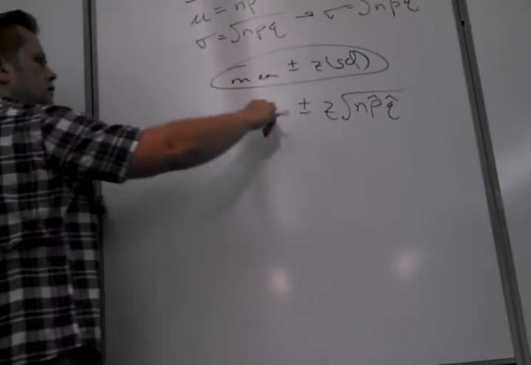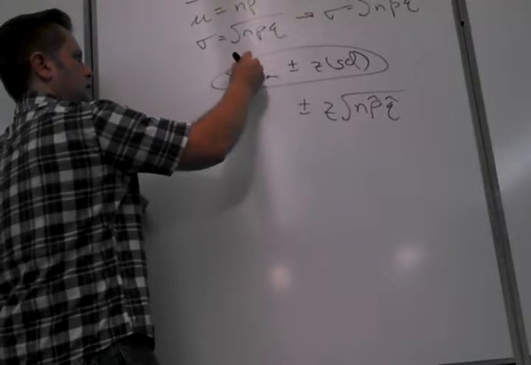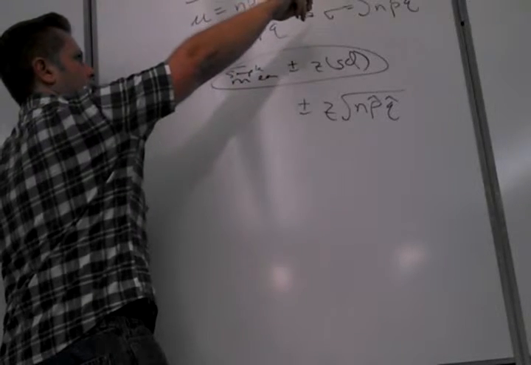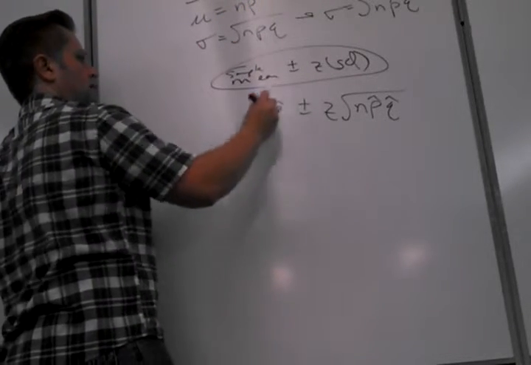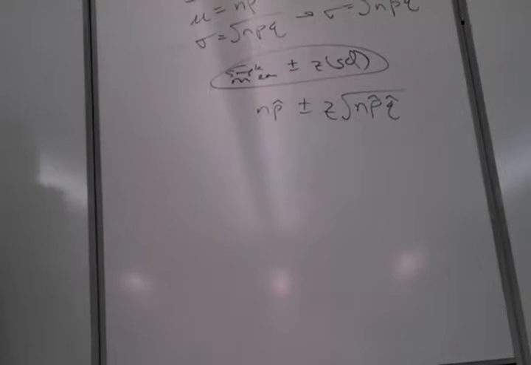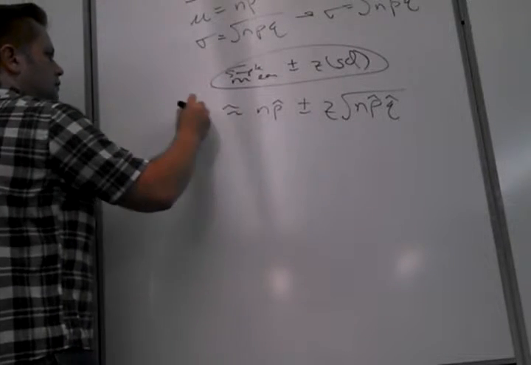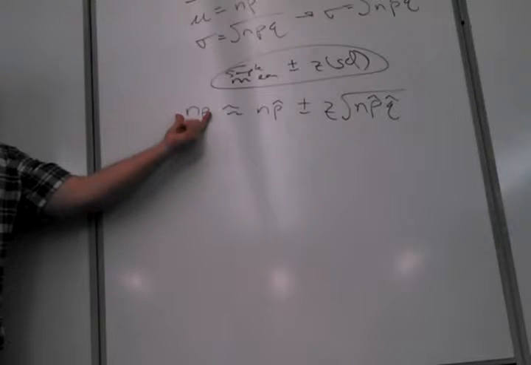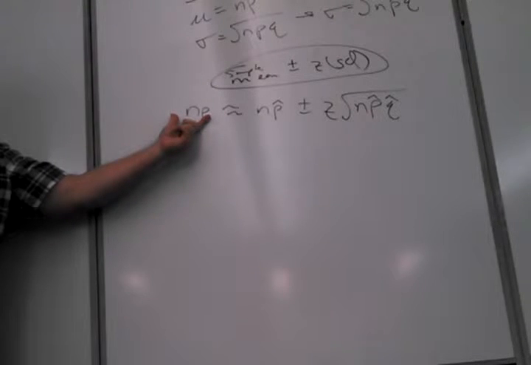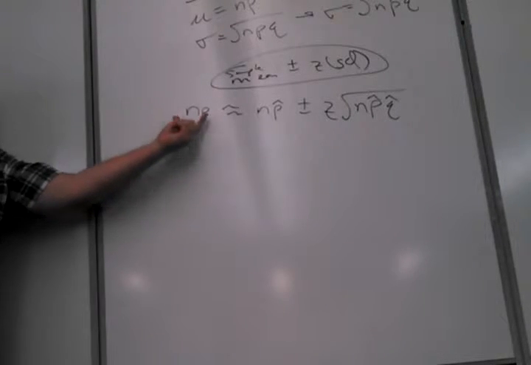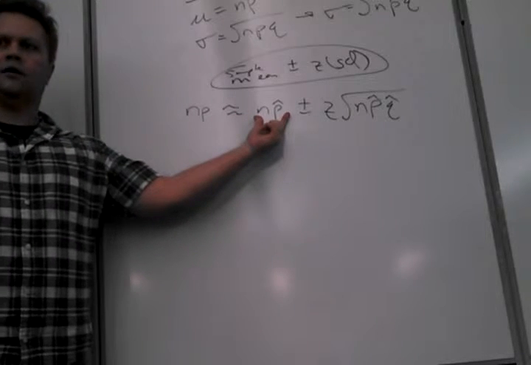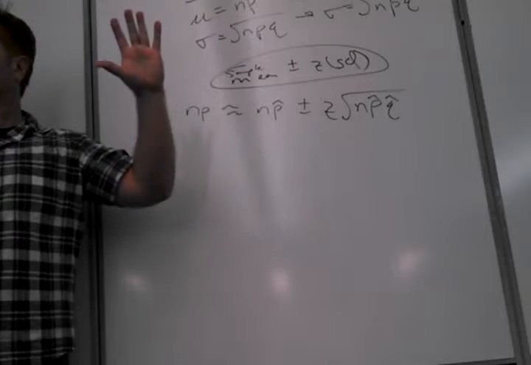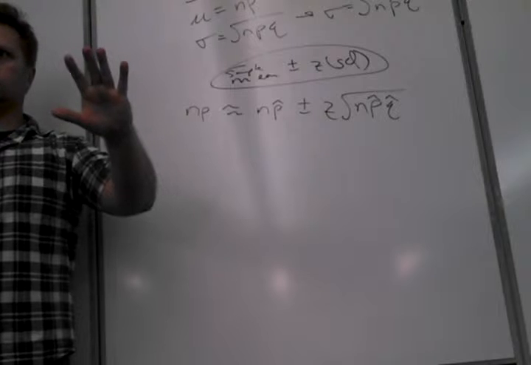Of course, the mean is x bar, the sample mean, which is otherwise known as n p hat. And this would approximate np. What was np again? The mean of the population. So we're being a little more precise here with how we talk about this. This is the mean of the population, and this is the mean of the sample, because it's got a little hat on. How are we doing so far?